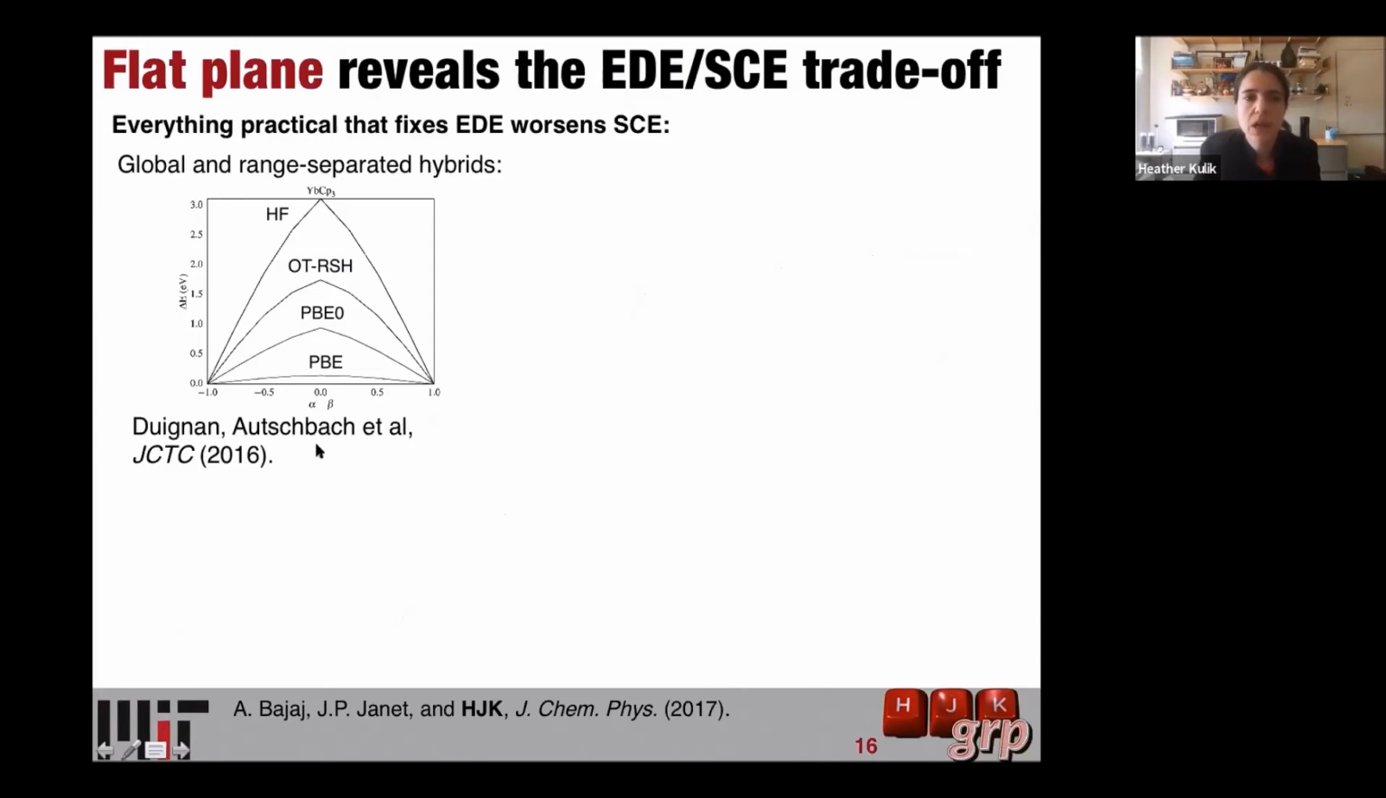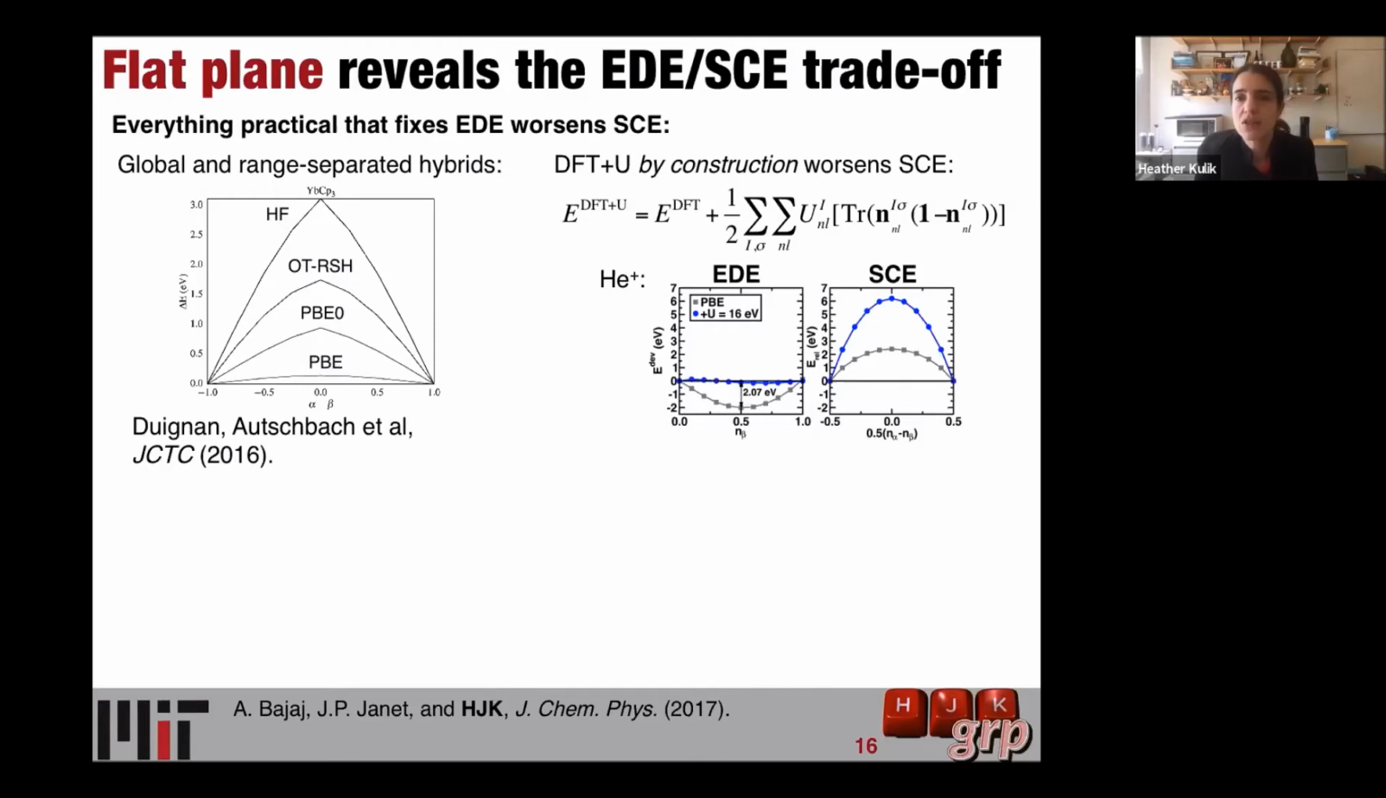This is from work of Yoke and Ouchbach on some ytterbium complexes. And so things like the optimally tuned range separated hybrid or the global hybrids all increase the static correlation error, which we're now showing as a parabola that goes this way. But PBE had very little of this error to start with in comparison. And so by construction, you can work out that the functional form of DFT+U, when we recover piecewise linearity, so when we eliminate the EDE, we're proportionately dramatically worsening the static correlation error. So that's something important to know. If static correlation error matters in your system, standard DFT+U is going to make everything worse.